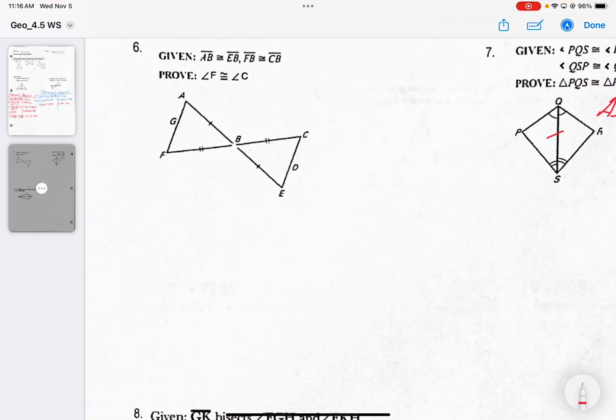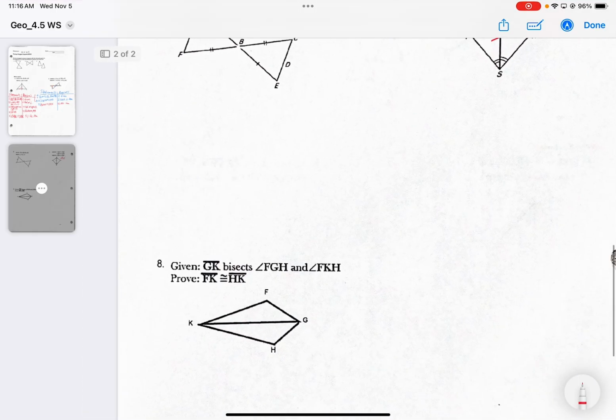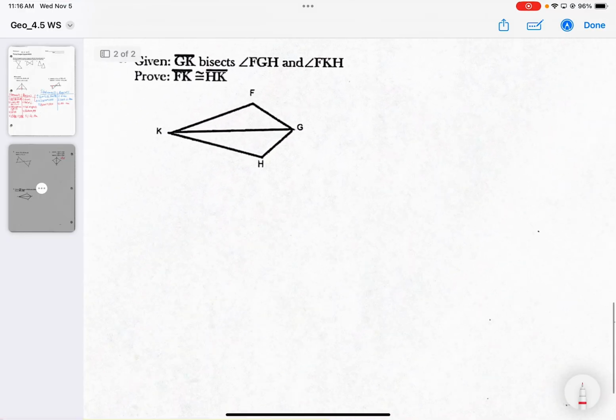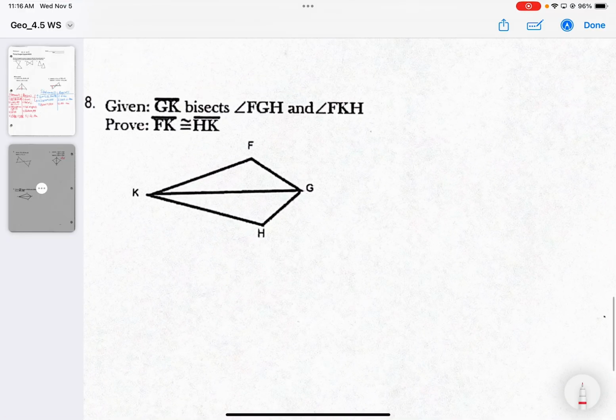Instead, let's do number 8. Let's do 8 together. Now, notice the proof statement for this one is different than your other ones. Instead of proving triangles congruent, it wants you to prove a pair of sides congruent, okay? At the end of the lecture yesterday, I said if you can prove the triangles congruent, then from that, you can get that all the rest of the pieces are congruent to each other. So what I'm going to do is prove these triangles congruent like normal, and then try to get that last piece.